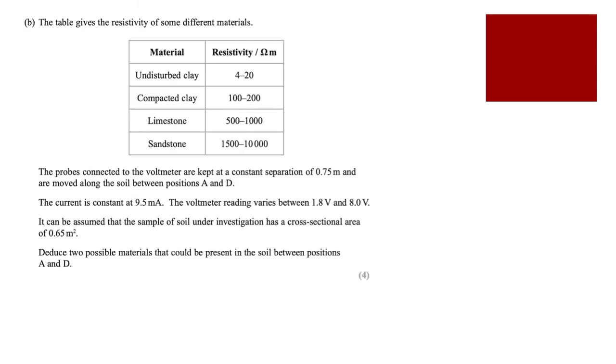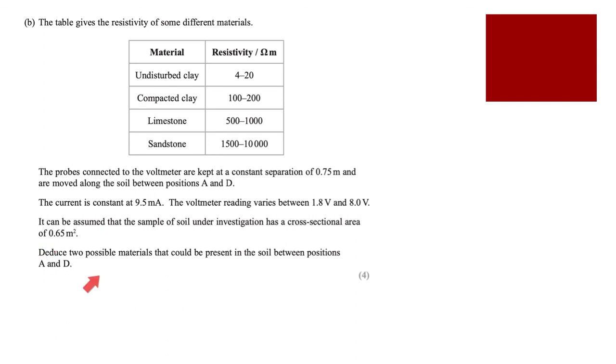Now we're going to get to one that even if you didn't get part A and you weren't sure of it, you should still be able to pick up some marks here. So I've got some values of resistivity. You can see how if it's disturbed or undisturbed or compacted, it's made a change in the resistivity here. So the probes are connected and kept at a constant separation of 0.75 meters and are moved along the soil between the different positions. We have a constant current of 9.5 milliamps, and we have varying readings from 1.8 all the way up to 8.0. We can assume that the sample has a cross-sectional area of 0.65.